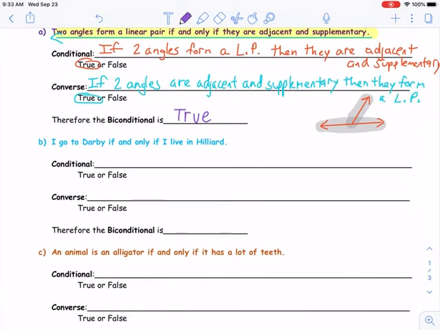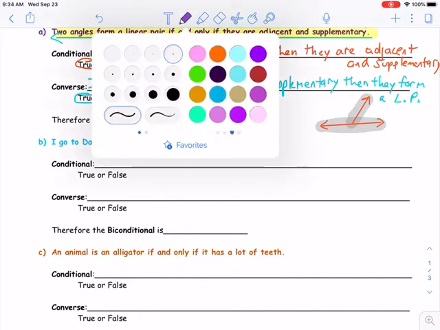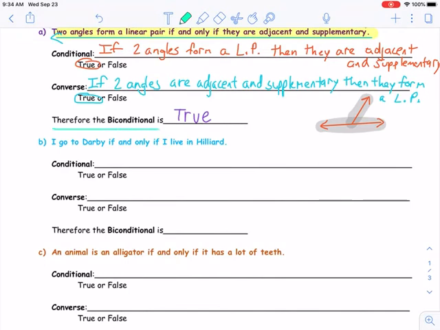All right, continue to practice. I go to Darby if and only if I live in Hilliard. All right, let's think about this one right here. Ooh, where'd all these colors come from? These are pretty cool colors. Let's pick this one. This one looks like toothpaste. Let's read it in its conditional form, and let's even practice putting it in its conditional form. If I go to Darby, then I live in Hilliard. All right, let's not overcomplicate this with boundary lines and city lines and all this fun stuff. Just taking that at face value, this is true. If you go to Darby, then you live in Hilliard.